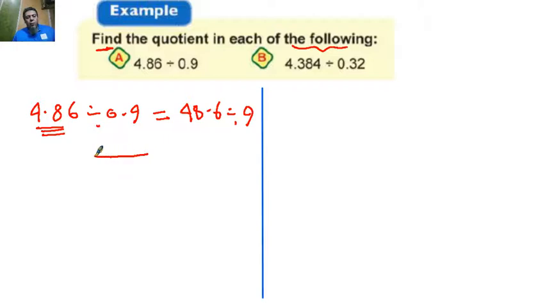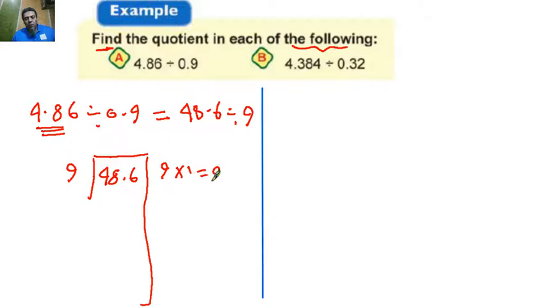Then we use the division sign. That is 48.6 divided by 9, and do the same steps as the previous lesson. 9 times 1 equals 9. 9 times 2 equals 18. 9 times 3 equals 27, and the same until 9 times 9, 81.